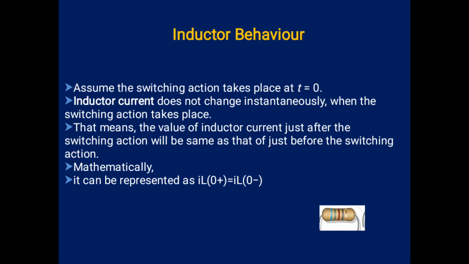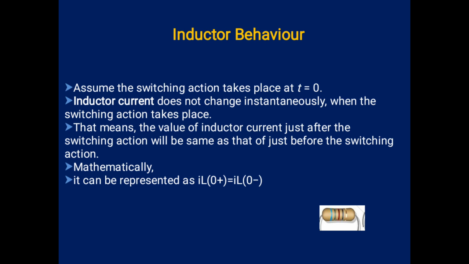So initially it is 0, then you are going to close the switch. During the closing action, the current won't change in the inductor. Current does not change instantaneously when the switching action takes place. That means the value of inductor current just after the switching action will be the same as that just before the switching action. That is, the current is not going to change in the inductor. IL of 0 plus will be equal to IL of 0 minus.